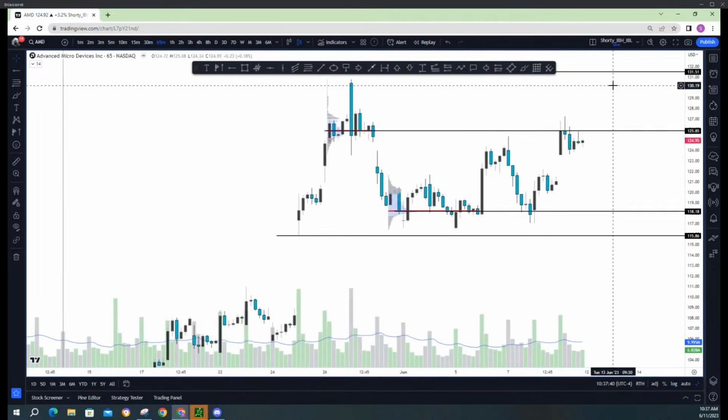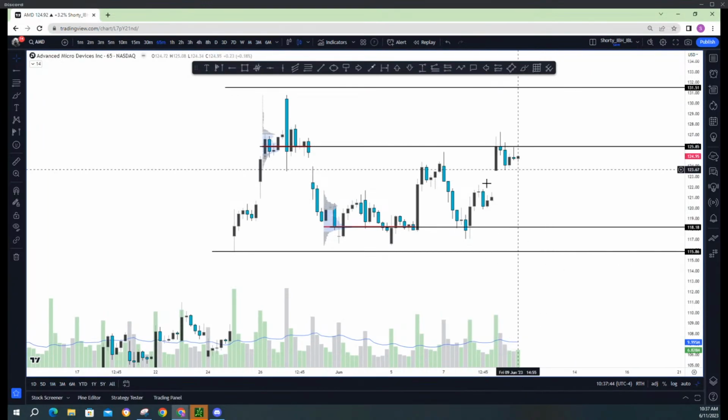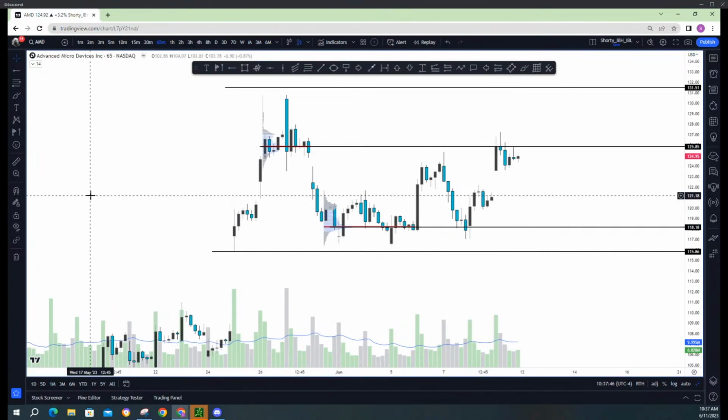Now, if you break this level, do you have a setup here? If you break this level here, based on just what you're seeing on the chart, I'm not talking about to the left. No, I don't think so. Anyone else? You can go to the top of the range.